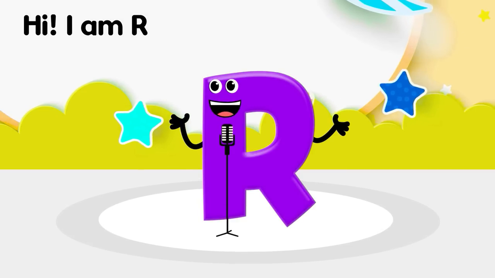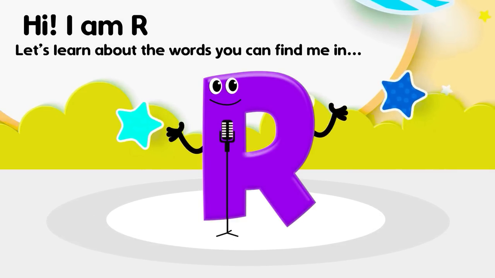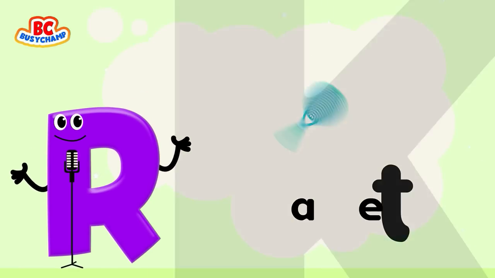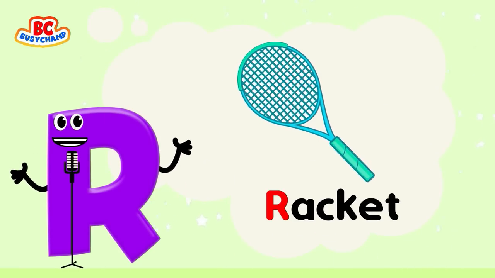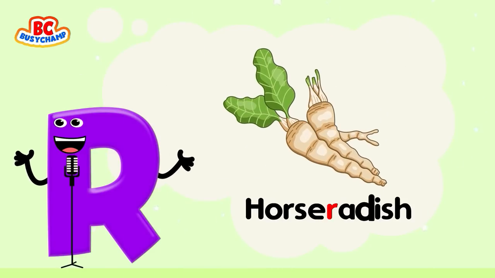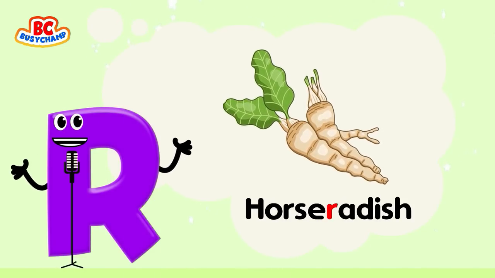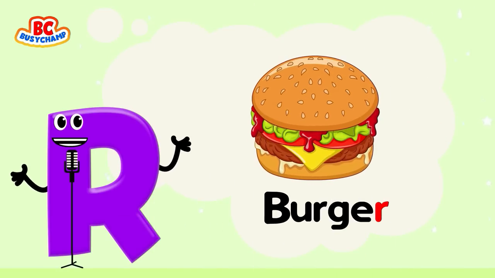Hi, I'm R. Let's learn about the words you can find me in. Racket. Racket starts with R. Horseradish. Horseradish also has R in it. Burger. Burger ends with R.